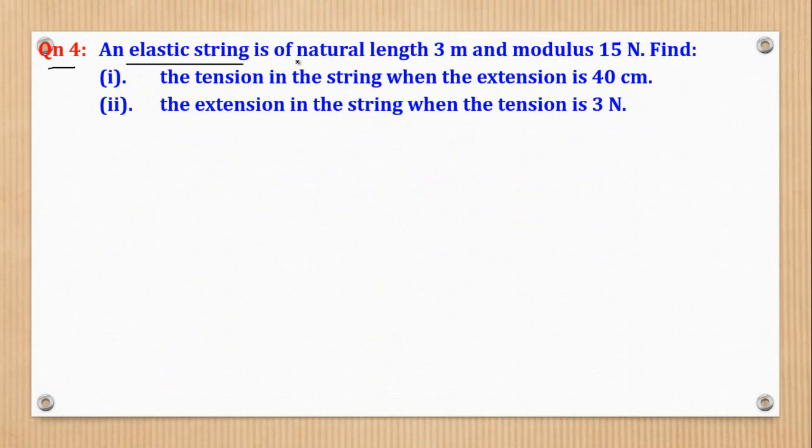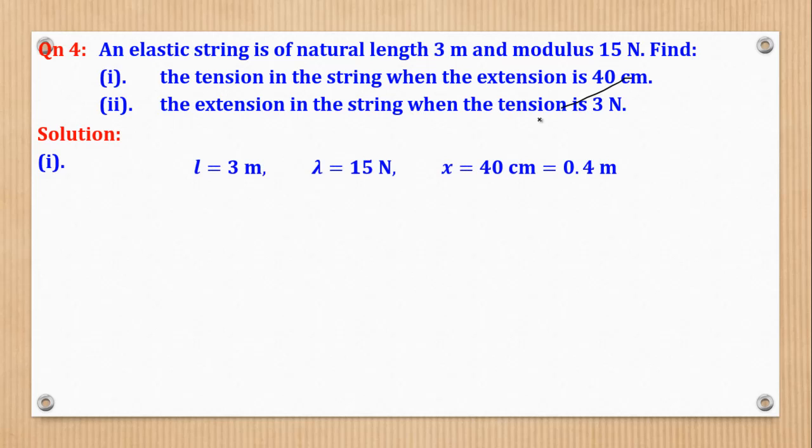Question 4. An elastic string of natural length 3 meters and modulus of elasticity 15 newtons. Roman 1, find the tension in the string when the extension is 40 centimeters, and Roman 2, the extension in the string when the tension is 3 newtons. So one is that the units should be in SI units. So this was in centimeters, we have to convert to meters. Then you can quote the formula, substitute, and get the output.